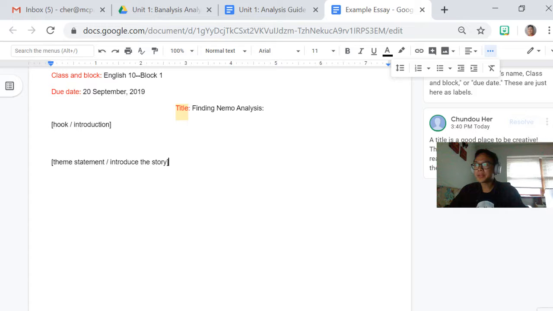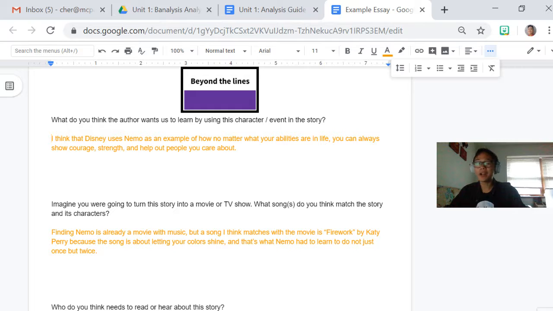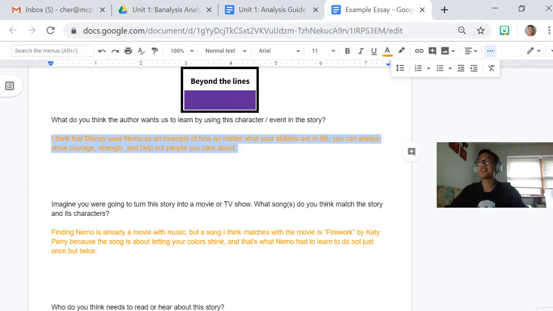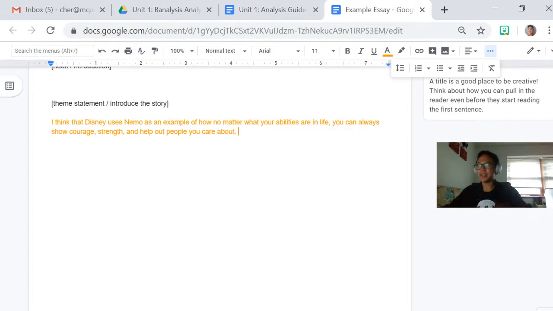One of the really good places you're going to look for a theme statement is this orange section right here, or what I colored as the orange section. This falls under the beyond the line section, and specifically you might want to look at this first question and your answer to the first question. So I said, I think that Disney uses Nemo as an example of how no matter what your abilities are in life, you can always show courage, strength, and help out people you care about. So you know what I'm going to do? I'm actually just going to go ahead and copy and paste that down here. Boom. So I got that now. That's one of my theme statements, or the draft of my theme statement that I might want to use.